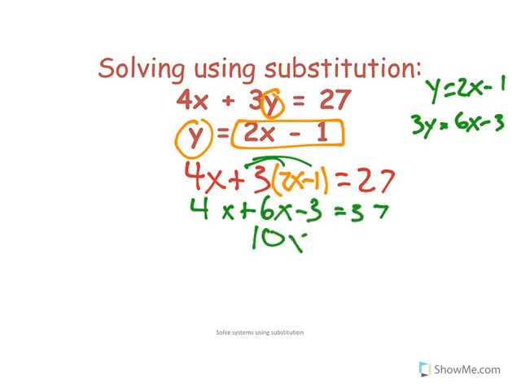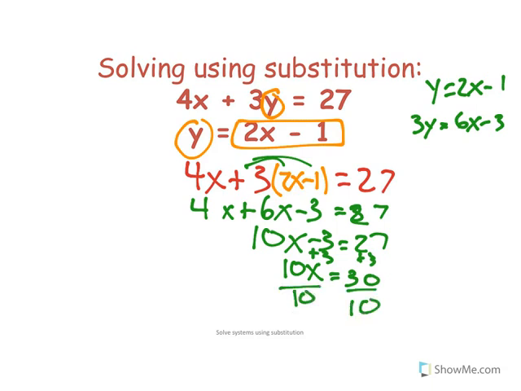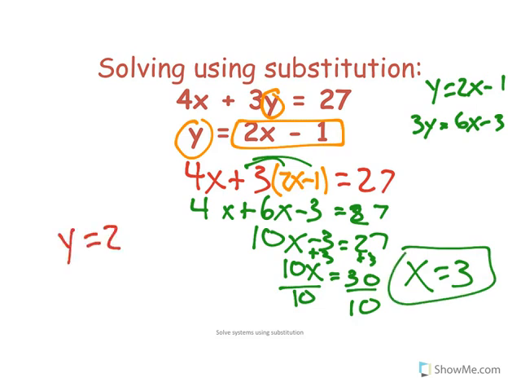We've got those like terms. That's 27. I was just kind of getting ahead of myself, so I'm going to add 3 here, right? So we can tell that 10x is equal to 30, right? So x is equal to 3. And again, we could use either equation. Certainly the second one is going to be significantly easier.